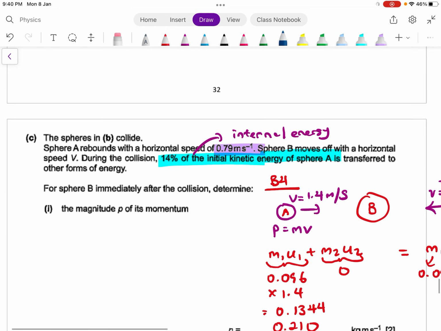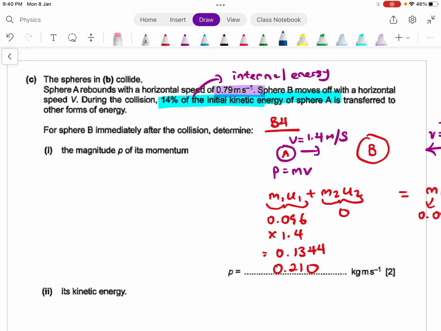Okay, let's move on to part C. Now we have the spheres in part B colliding. Sphere A rebounds with a speed of 0.79 metres per second. Sphere B moves off with a horizontal speed v, which I don't know. During the collision, 14% of the initial kinetic energy is transferred to other forms of energy, meaning 14% of the initial kinetic energy is converted to internal energy. We are asked to calculate the magnitude of the momentum p of sphere B.